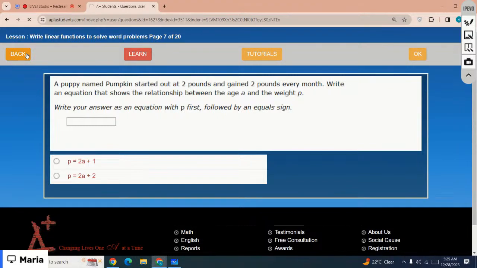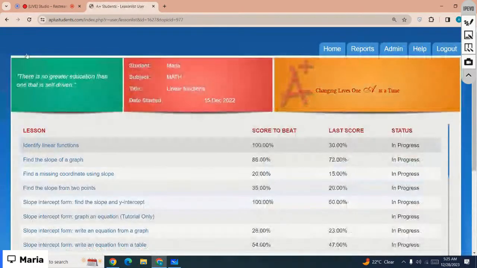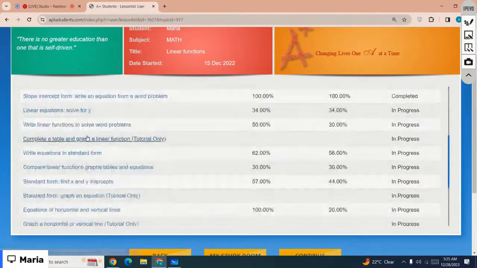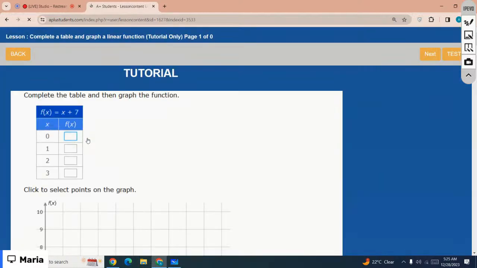And the next lesson is, what's wrong with this one? Okay, the next lesson is: complete a table and graph a linear function. You are given the tutorial only. Complete the table and then graph the function.